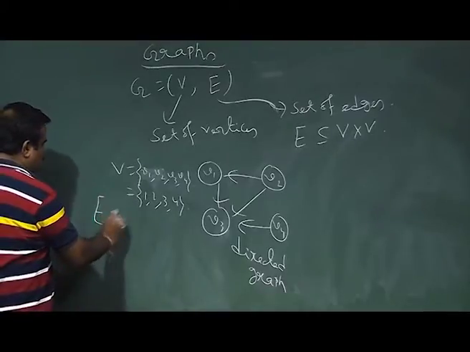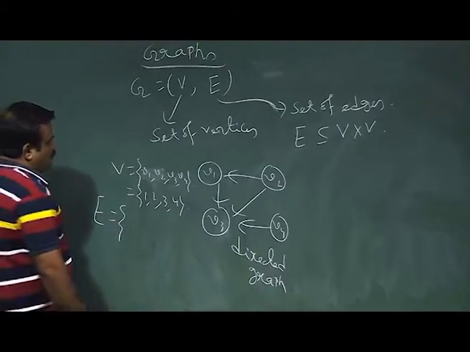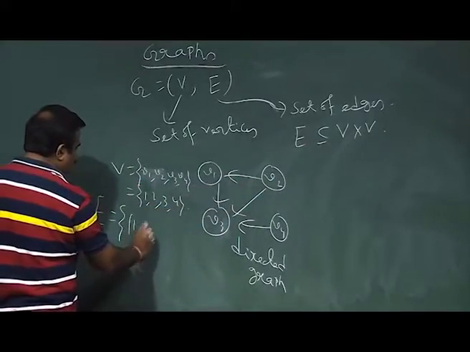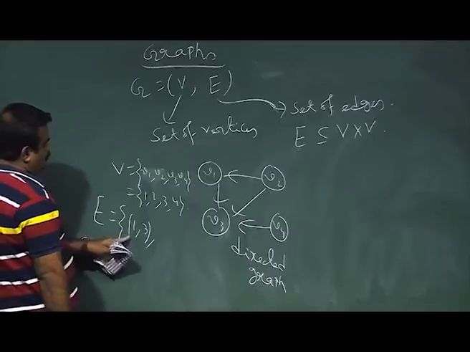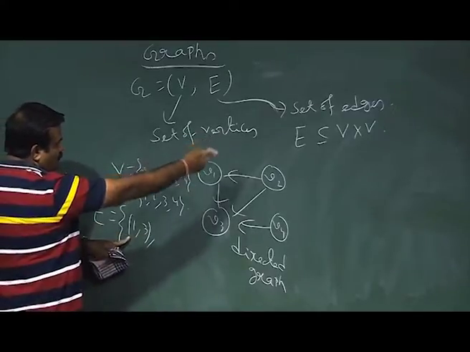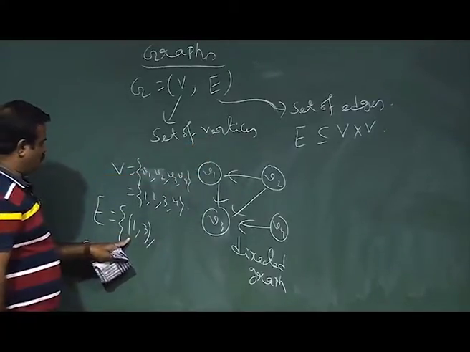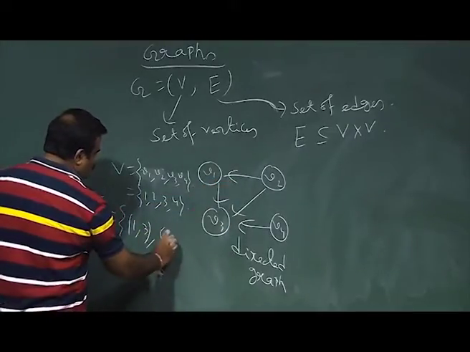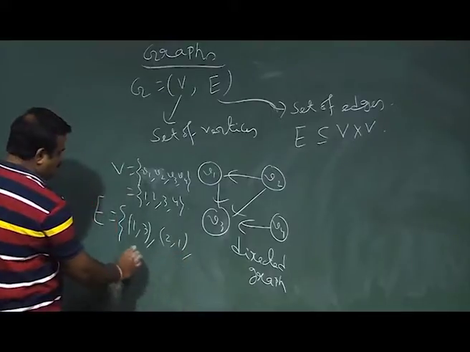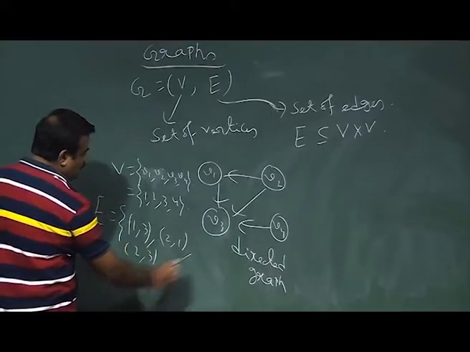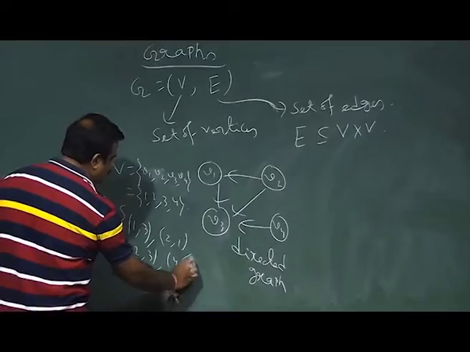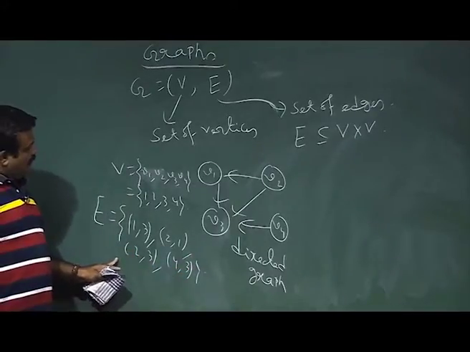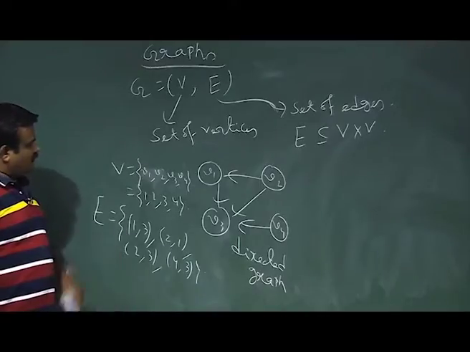The edge set: we have an edge from V2 to V1, V1 to V3. So we can say 1, 2, 3 like this. So the edge set is a subset of the Cartesian product V cross V. So 1 to 3, then we have an edge from 2 to 1, an edge from 2 to 3, and then an edge from 4 to 3. So this is the edge set, and this is a directed graph.